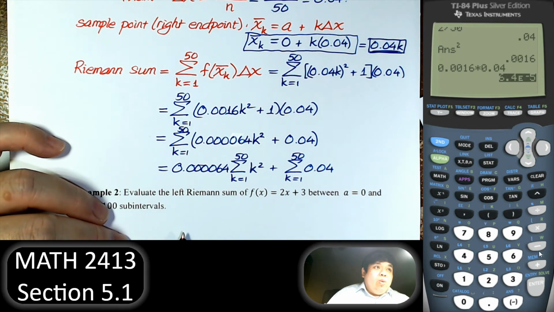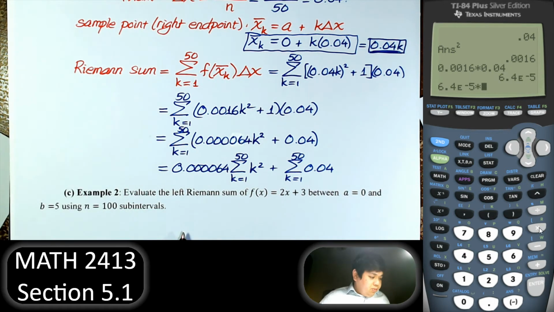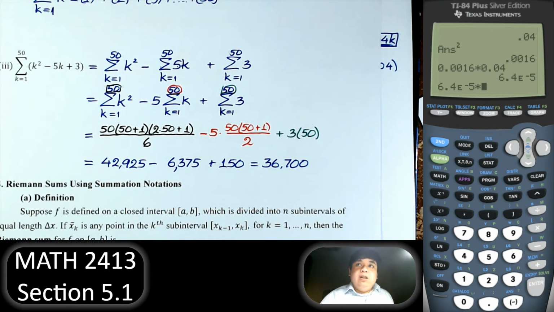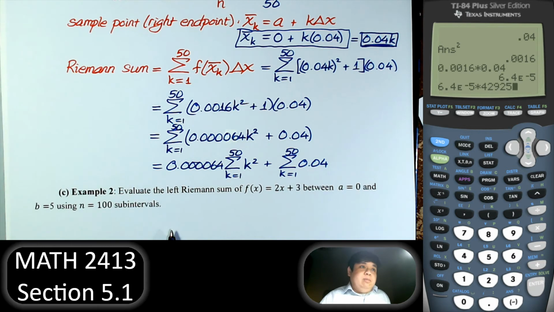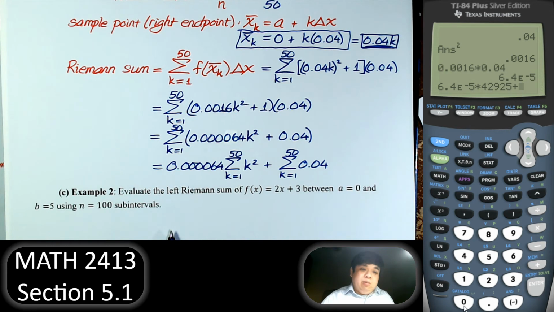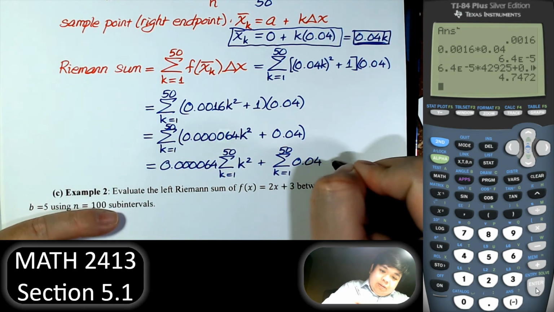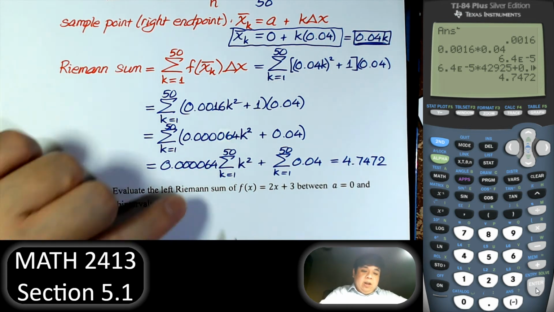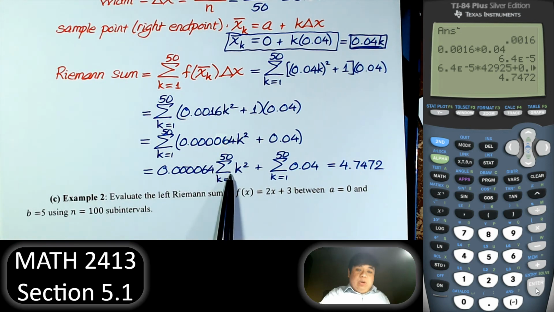Better yet, we have that number times the sum from 1 to 50 of k squared. That number is 42925. And then plus, this is easy: 0.04 times 50, because it's the sum of a constant. And we have 4.7472, right? So we write that as a sum of all the squares, and then we use the formula, which we did earlier.